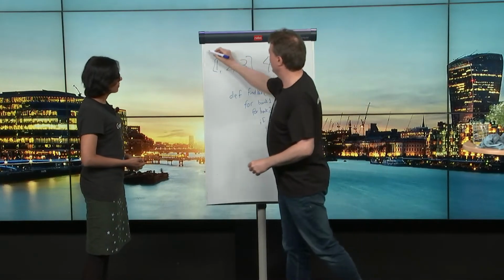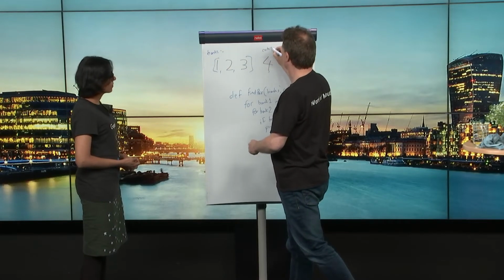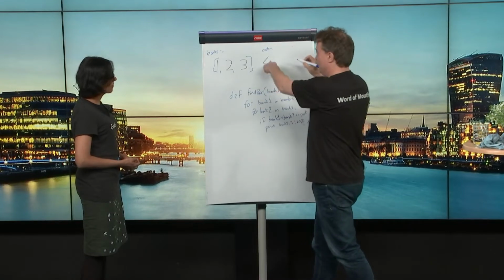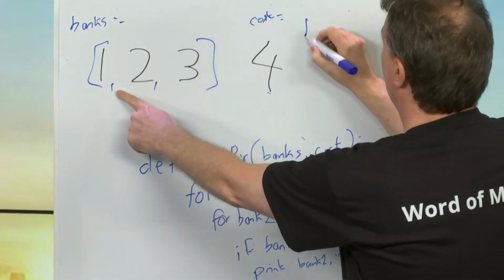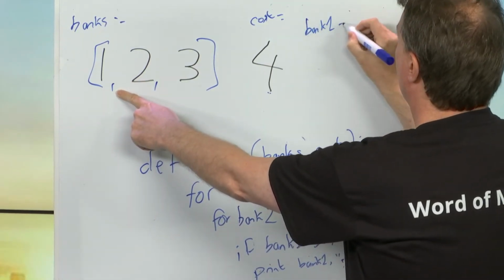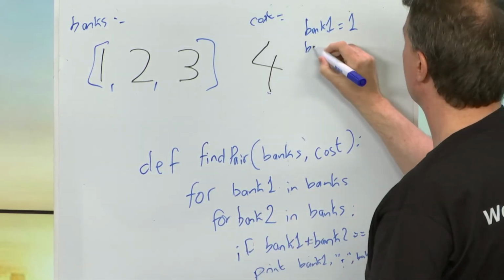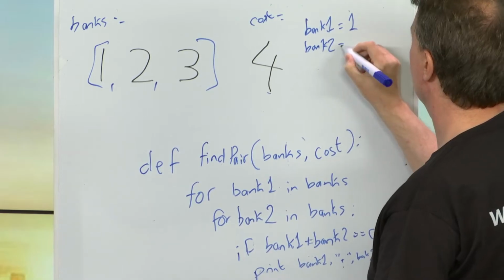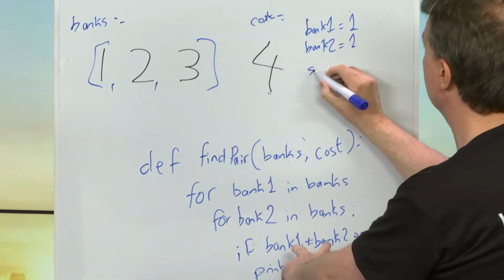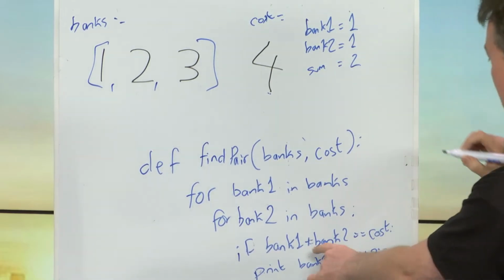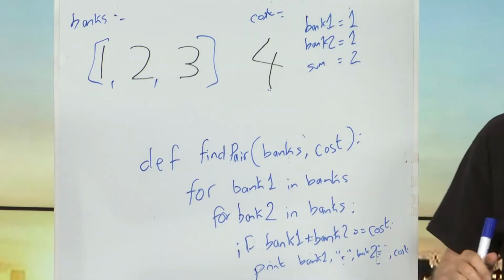banks and cost. Okay, so banks is going to equal this, and the cost is going to equal, so my writing's terrible, it's going to equal that. Next line, for bank 1 in banks, so bank 1 is going to be 1, so I'll write that here. Bank 1 equals 1, and then I go into the inner loop. Bank 2 equals 1. Then I'm going to add them together, bank 1 plus bank 2, so adding them together we get the sum. That's 1 plus 1 is 2. It doesn't equal cost, which is 4. So then I go to the inner loop again.